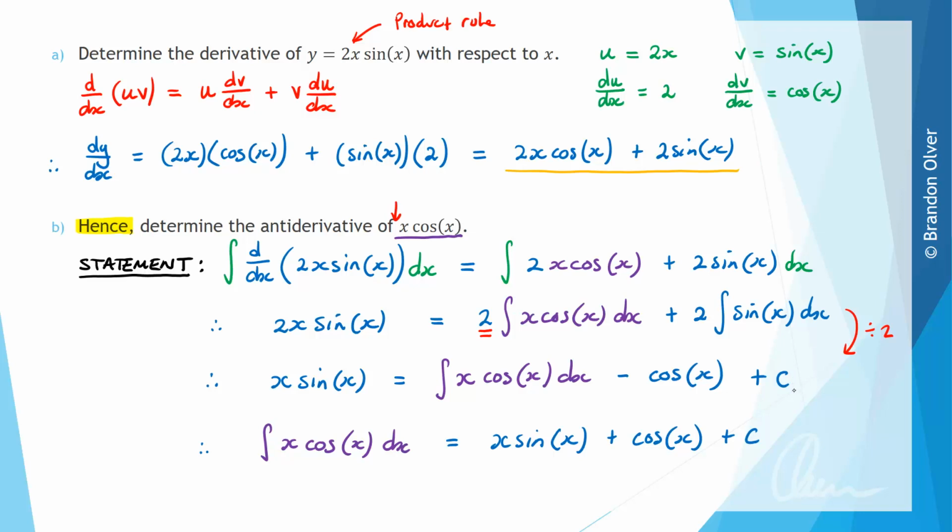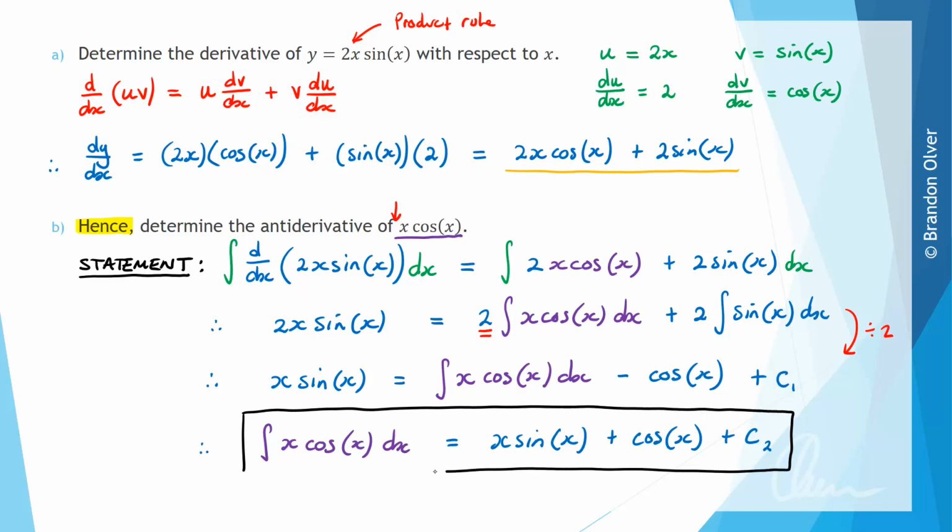If you wanted to be thorough, this could be constant 1 and this could be constant 2, because obviously you've subtracted it to get it over the other side, so it is technically a different number. So try not to be too freaked out by that c1 and c2. It's just to say that they're not actually quite the same constant. You could have just had negative c there if you wanted. So that there is the answer to part B of this question, which was to find the antiderivative of x cos of x.